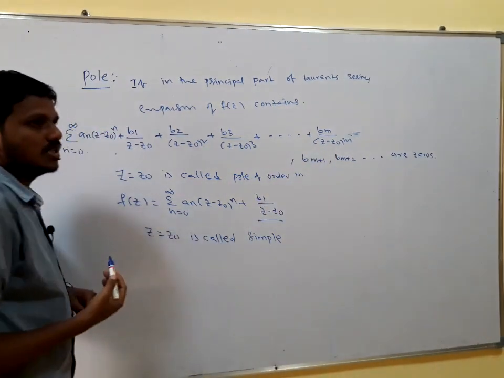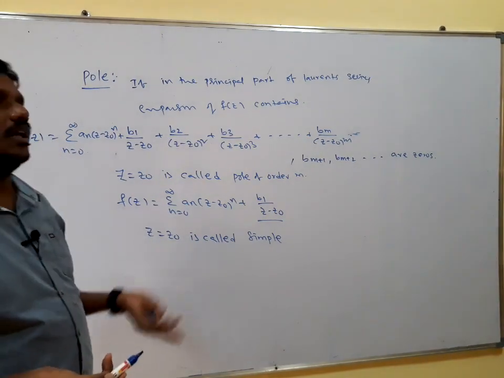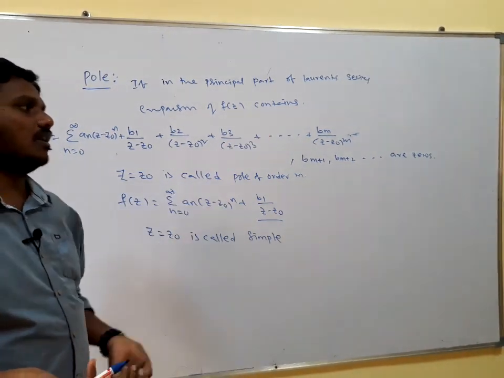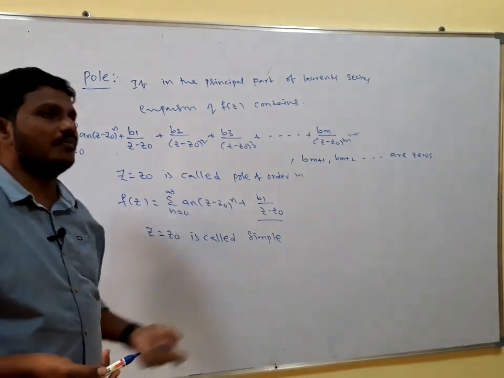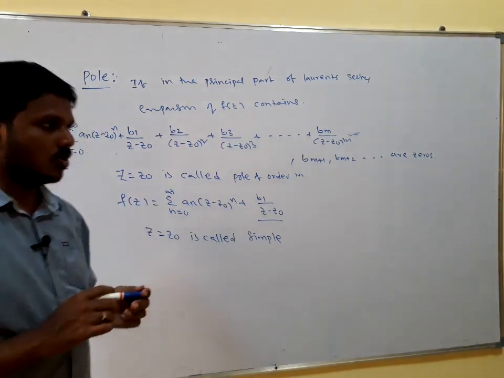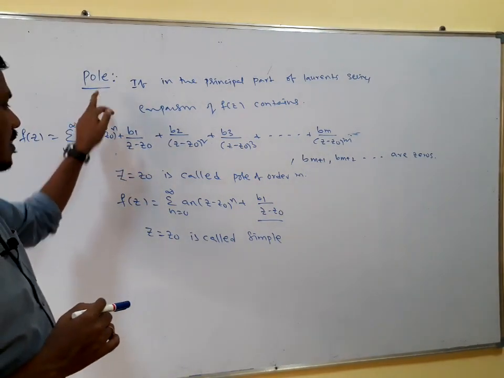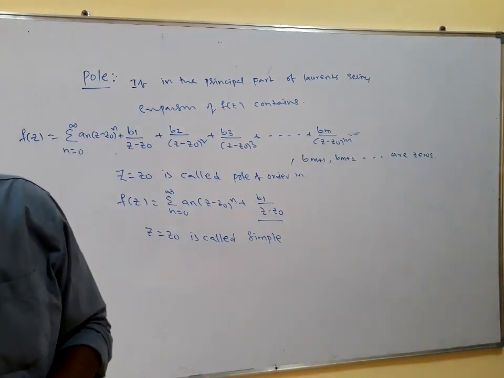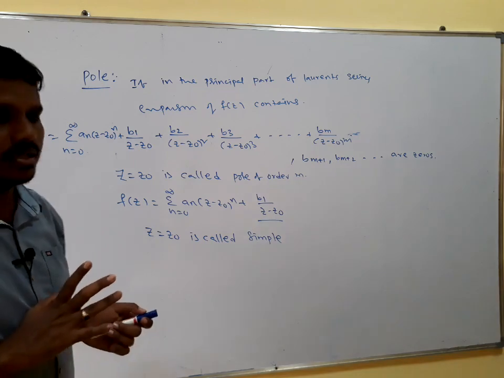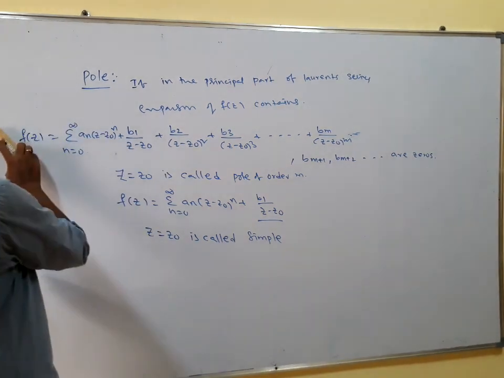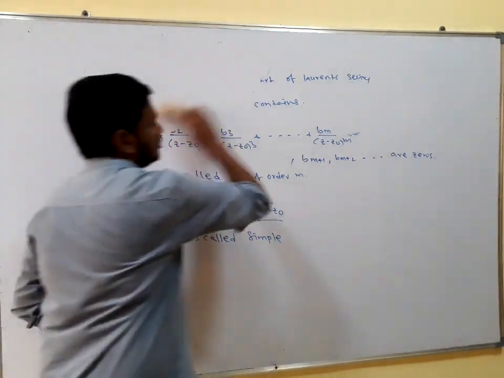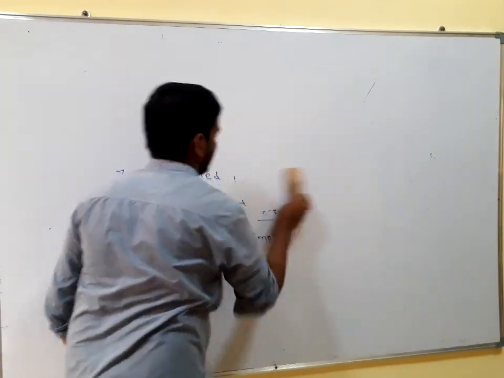If we have two terms, it is a pole of order 2. If we have three terms, pole of order 3. If we have 100 terms, pole of order 100. If we have m terms, pole of order m, right? Removable singularity, next pole of order m, simple pole. Simple pole means only one term in the principal part of the Laurent series expansion of f of z. Next, let us take some examples on this.